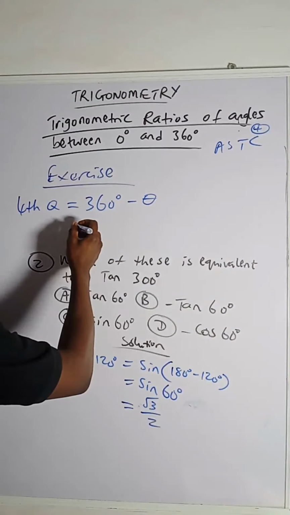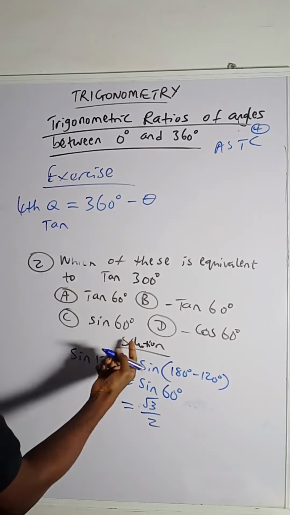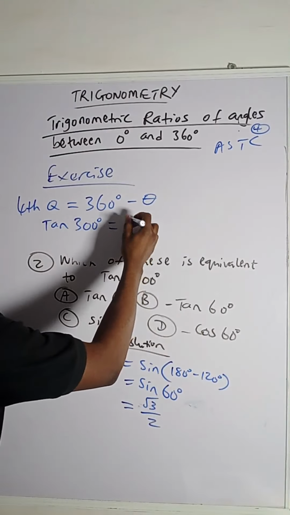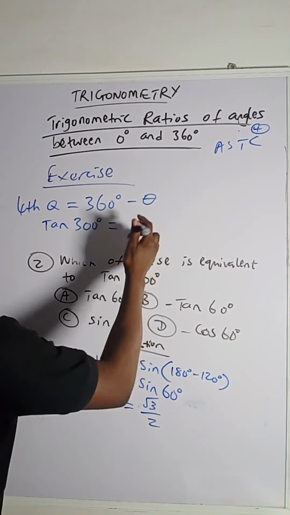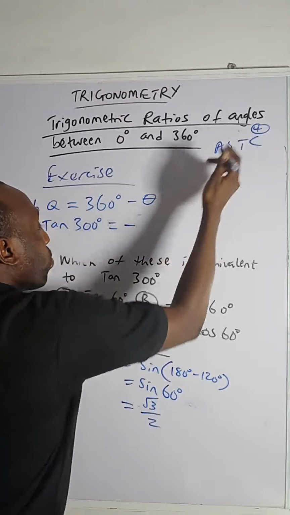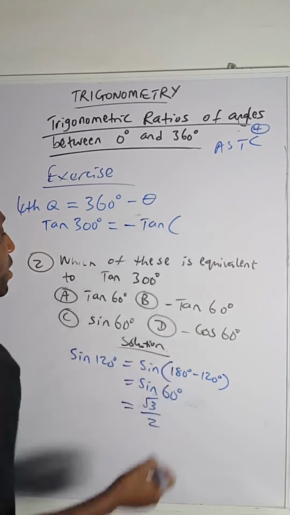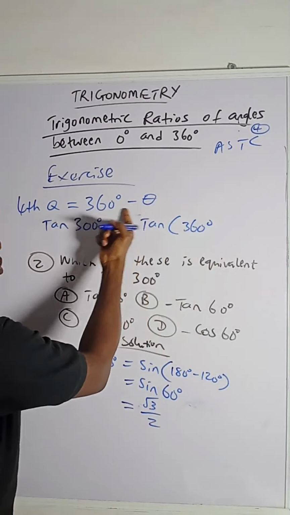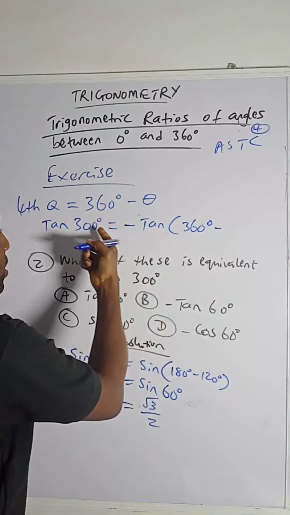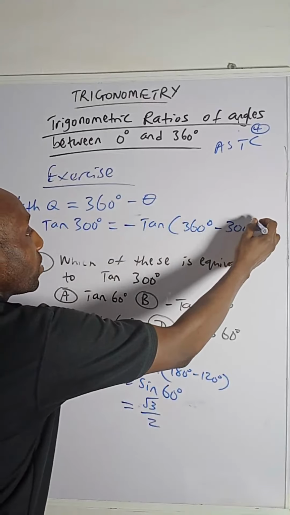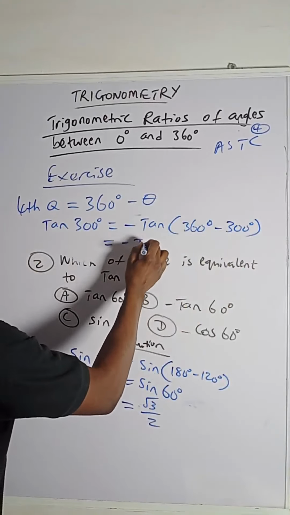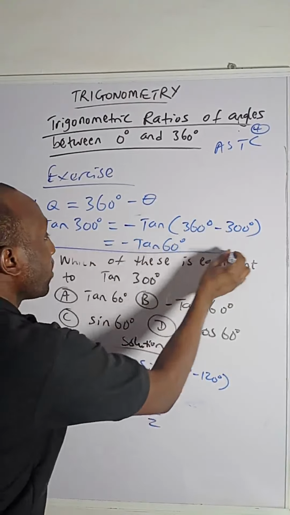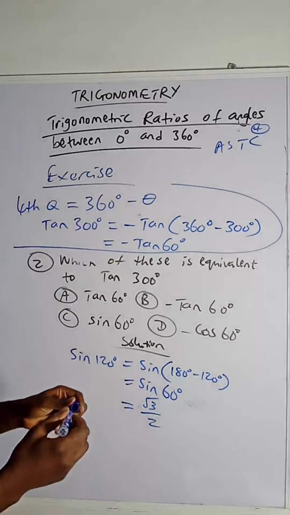So it's going to be what? Tan of 300 degrees is going to be what? Minus, because tan is negative in the fourth quadrant. Minus tan of what? Using this formula for the fourth quadrant, 360 degrees minus the angle, which is 300 degrees. That's minus tan. When you take the difference, you get what? 60 degrees. And that's the answer to number 2.